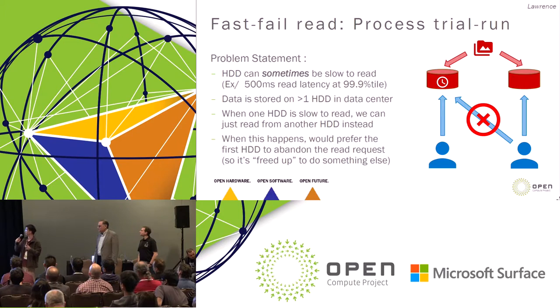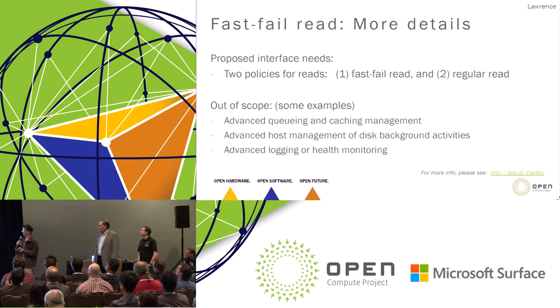So that's the problem statement at a very high level. And so the proposed interface, and this is the part where we really want to work with all of you in OCP to figure out what actually makes sense. The proposed interface is very simple. So given this previous problem, why don't we have two policies for reads? The first one is the case I've explained earlier, where if I cannot read something from the disk, that's OK. Just fail really quickly.